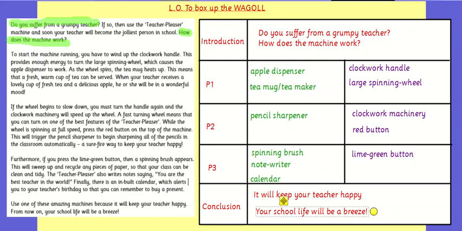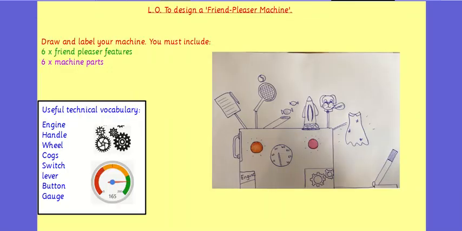Okay, so this is what our explanation text looks like when we have boxed it up. We have an introduction, 3 paragraphs, and a conclusion. Now, your job today is going to be to design your own machine. You are not designing a teacher pleaser machine, you are designing a friend pleaser machine.